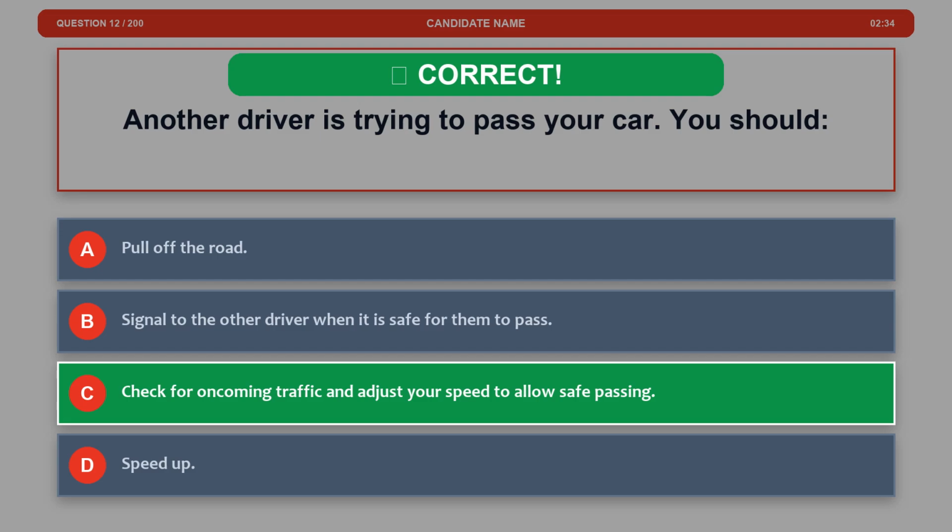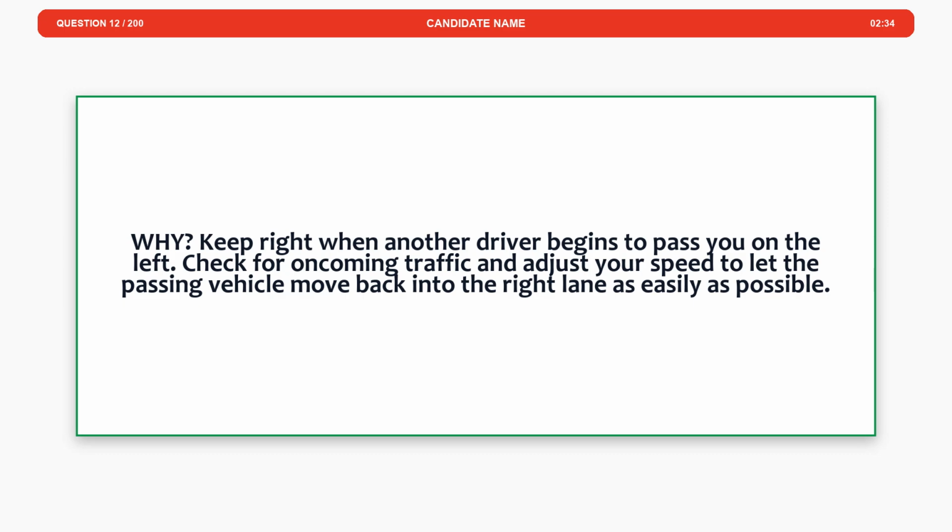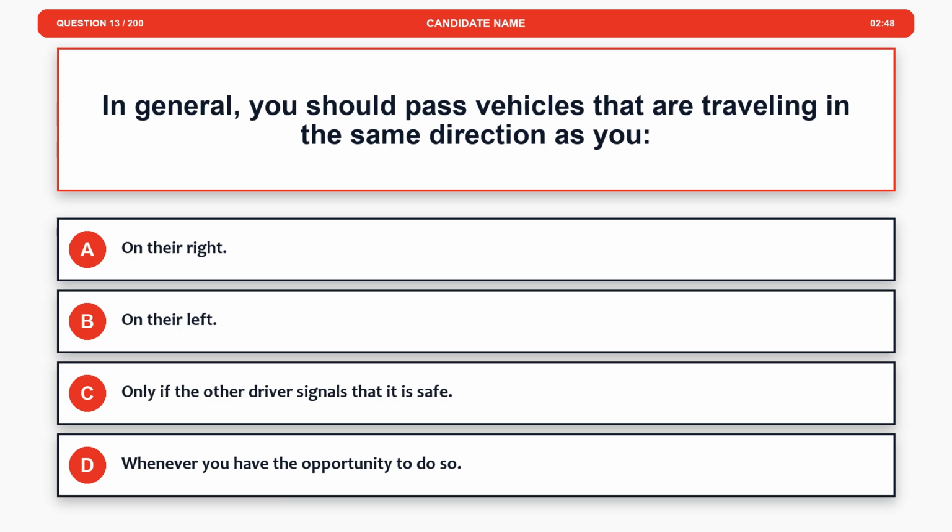The correct answer is option C. Check for oncoming traffic and adjust your speed to allow safe passing. Explanation. Keep right when another driver begins to pass you on the left. Check for oncoming traffic and adjust your speed to let the passing vehicle move back into the right lane as easily as possible.